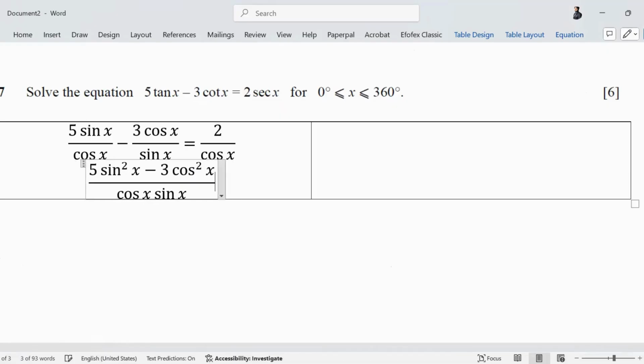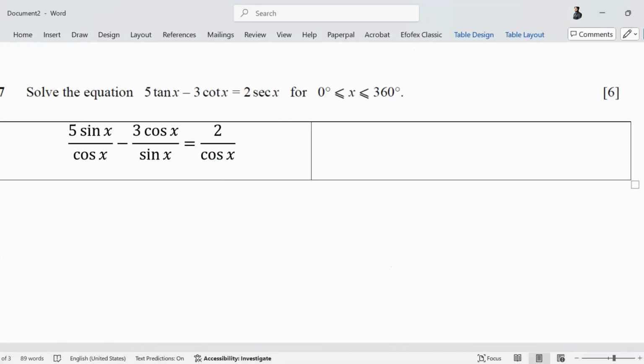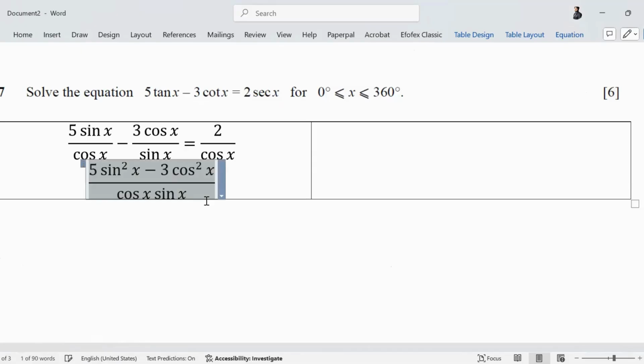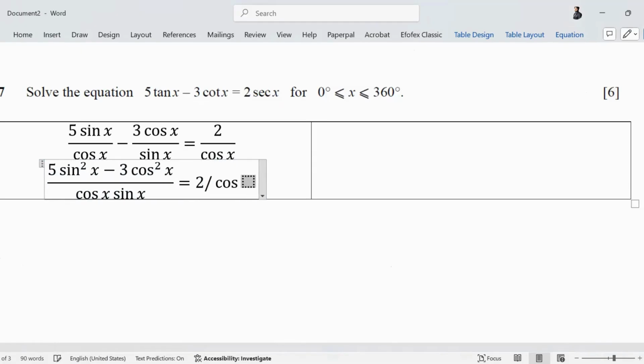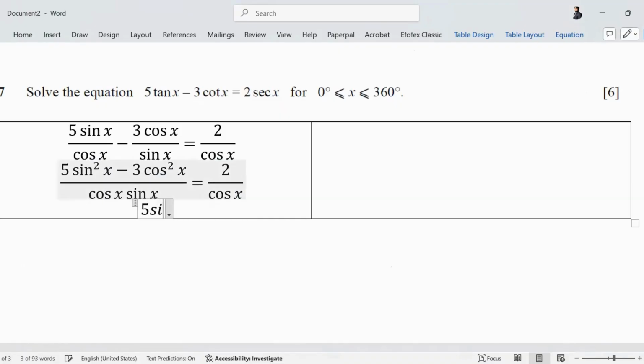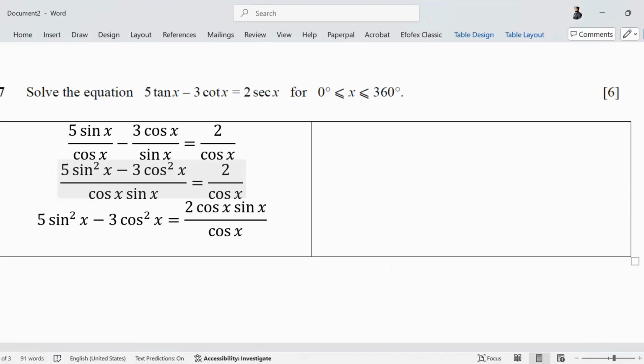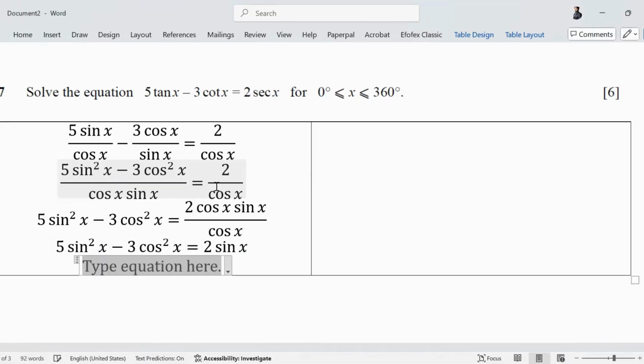Do that too, let's go. Even then, the LCM in the denominator will still have sin, so what will you do? We have to multiply by sin as well. 5 sin squared x minus 3 cos squared x is equal to 2 cos x sin x upon cos x. 5 sin squared x minus 3 cos squared x is equal to 2 sin x. Now what can I do in place of cos squared x? I can write 5 sin squared x minus 3 into 1 minus sin squared x is 2 sin x.